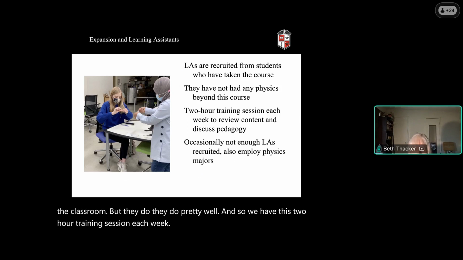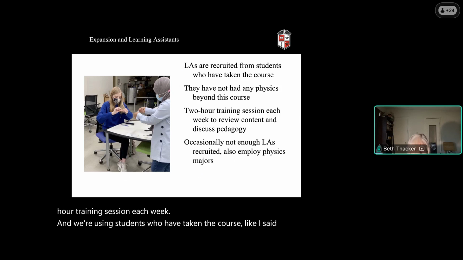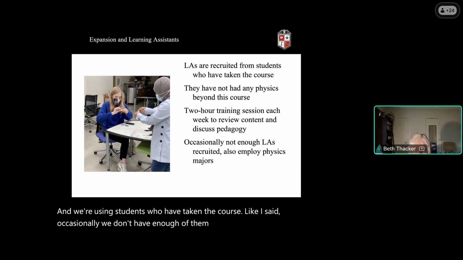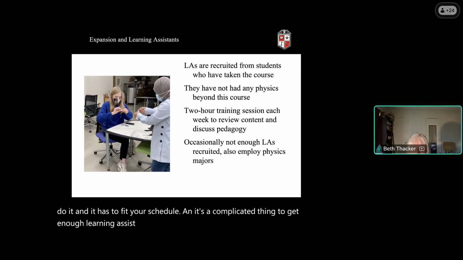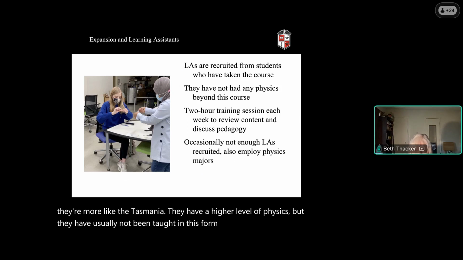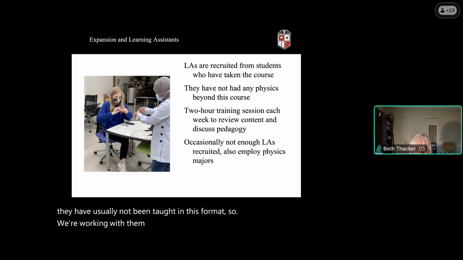We're using students who have taken the course. Like I said, occasionally we don't have enough of them because you have to want to do it and it has to fit your schedule, and it's a complicated thing to get enough learning assistants. So sometimes we use physics majors, and they're more like the TAs. They have a higher level of physics, but they have usually not been taught in this format. So we're working with them too. It works pretty well.